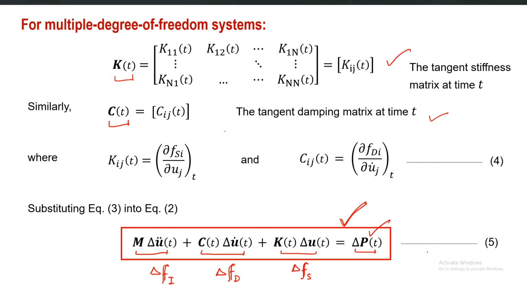Between time instants t and t plus delta t, we are assuming that the K and C matrices are not varying; they are updated after time instant t plus delta t, but within the interval they are kept constant. So we are basically assuming that the structure will remain linear between t and t plus delta t, but the properties will be updated after delta t, and for each time instant the properties will be updated.